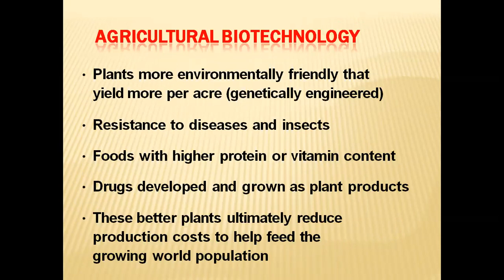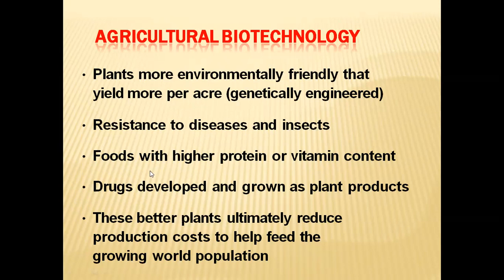And another one is agricultural biotechnology. In this, we use the knowledge of agriculture and apply it to biotechnology so that we can get benefits. The purpose of agricultural biotechnology is to produce plants that are environmentally friendly and that yield a lot of products per acre. So the production of genetically engineered plants is the core area in agricultural biotechnology. And we use this genetic engineering technology to produce disease resistant plants and pest resistant plants.